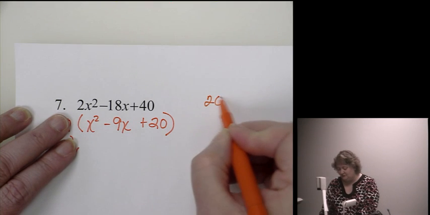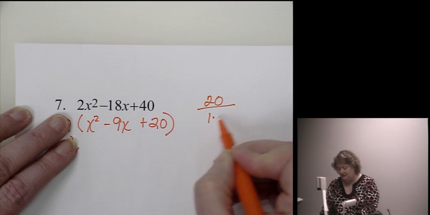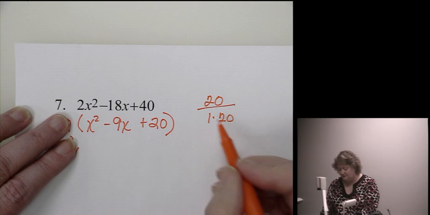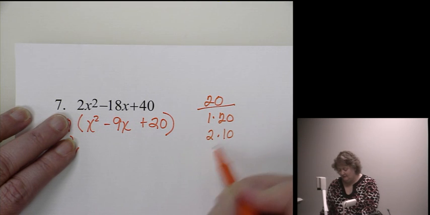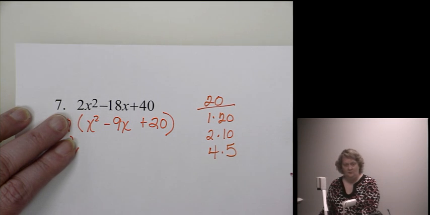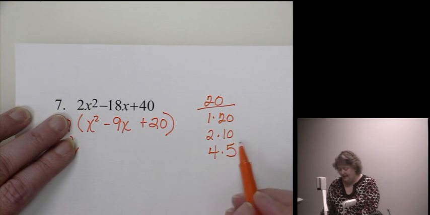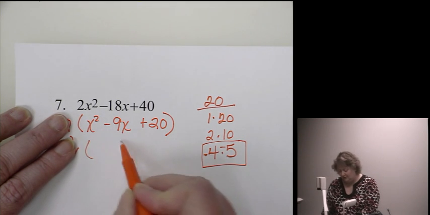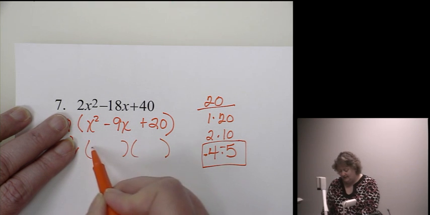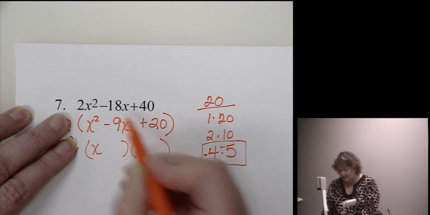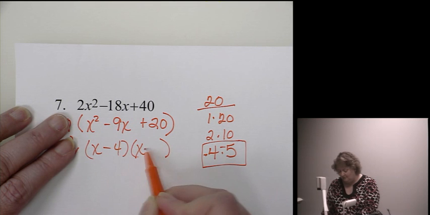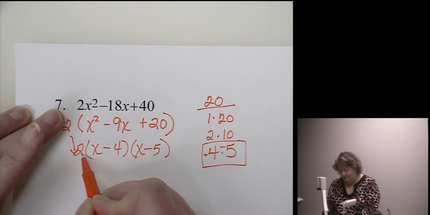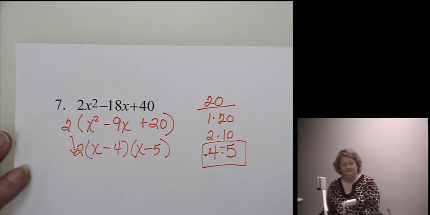What are the factors of 20? Again, you can use the calculator. I'm just going to write down the factors of 20. And which one adds to be 9 is 4 and 5. And they'll both get the sign of the middle term, which is a negative. So I'll draw my two parentheses, x here, minus 4, minus 5, and bring down the 2 so I didn't forget it.